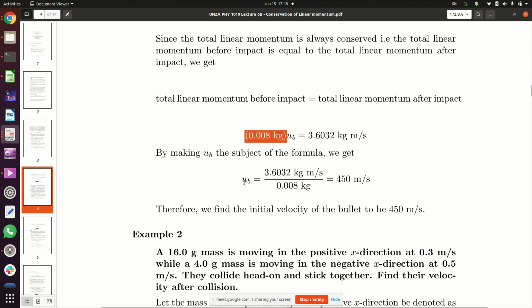So we end up with UB, which is the velocity of the bullet before impact, equal to 3.6032 kg meters per second divided by the mass of the bullet, and this gives us a velocity of the bullet before impact of 450 meters per second. Are we clear on how we use this principle of conservation of linear momentum?